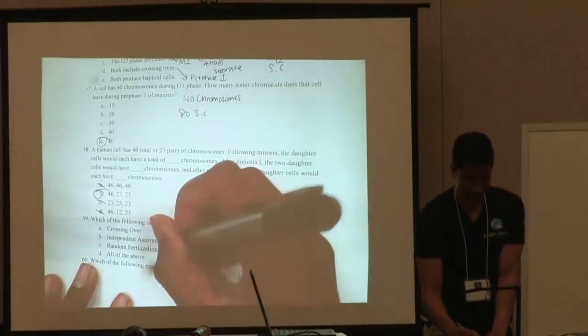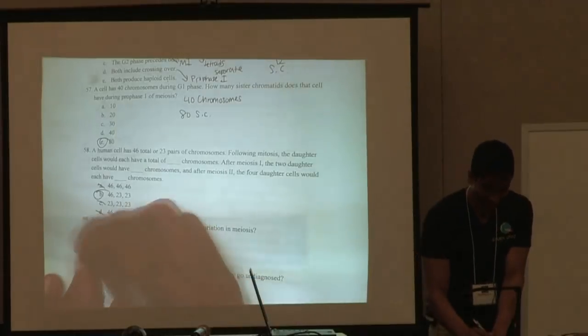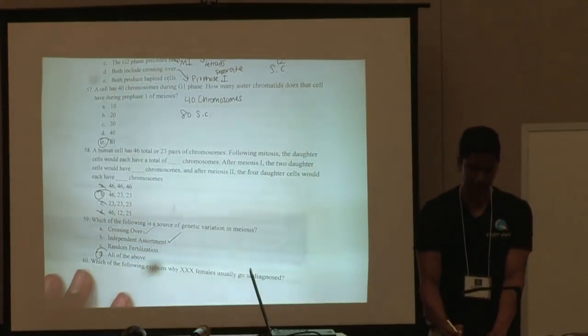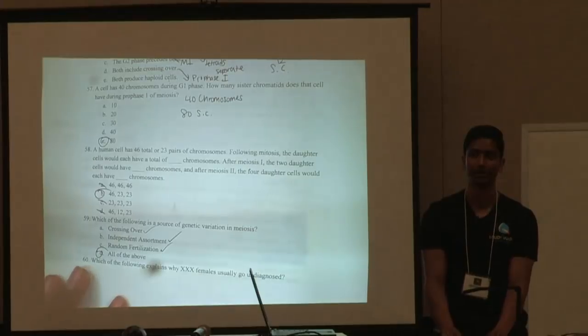Independent assortment. What about random? Okay, yeah, all of them. Crossing over is definitely a source of genetic variation, and so is random fertilization.